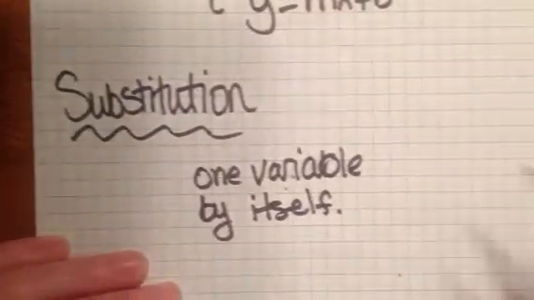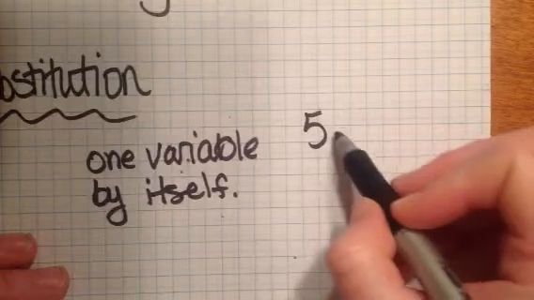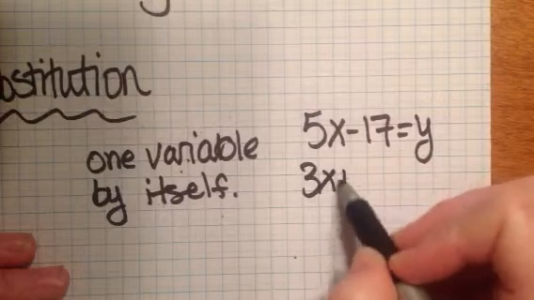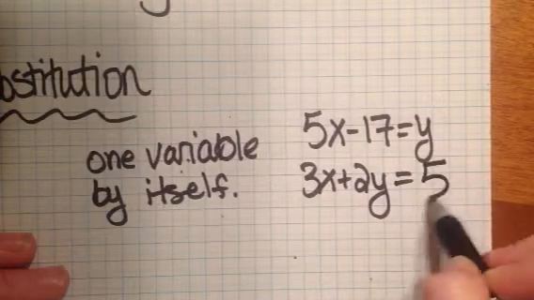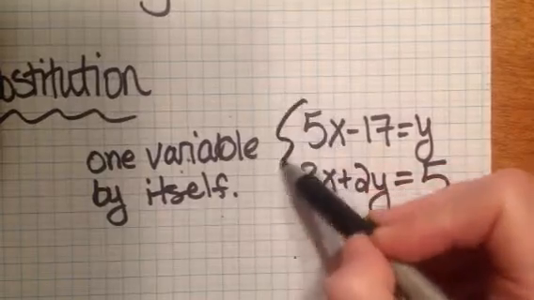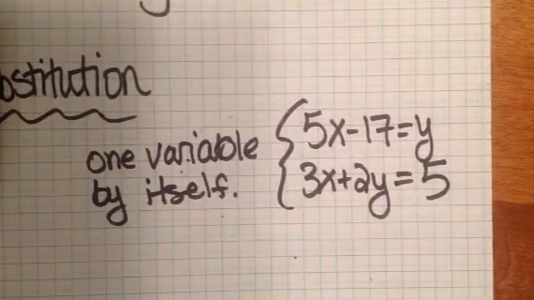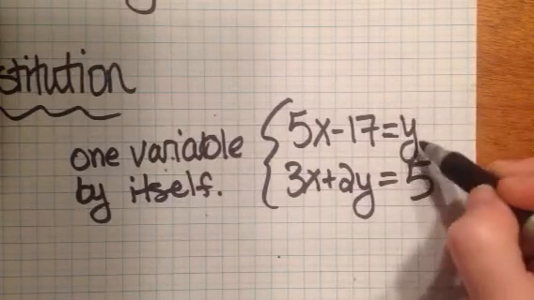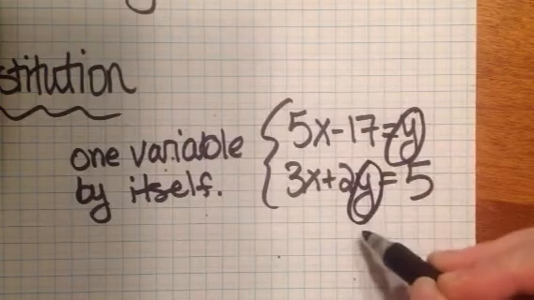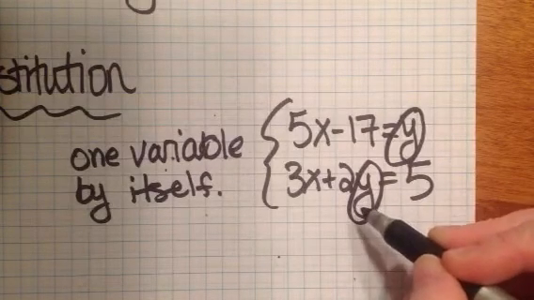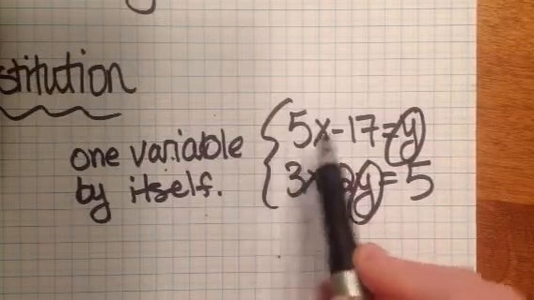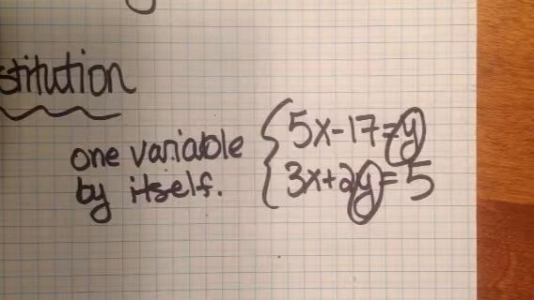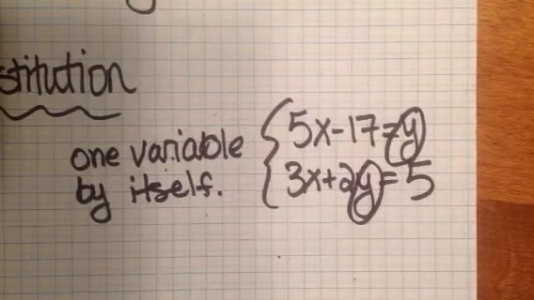Looking at this system of equations, it's set up nicely for substitution because we have one of the variables isolated, y equals. So I can take that y equals and look at my second equation and do a substitution. Replace the value y with its equivalent form 5x minus 17. That would give us a system of one equation and one variable that we could solve, and then go back to get our y at the end.